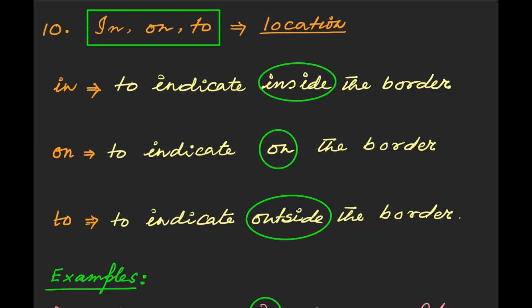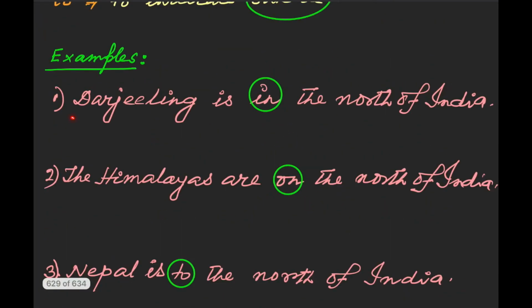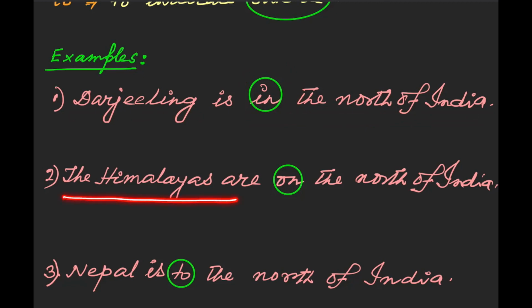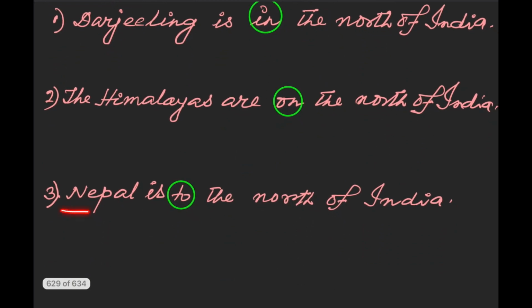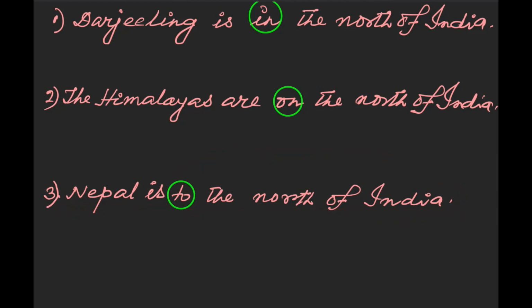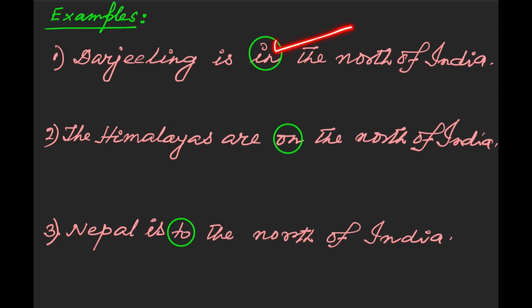Now see the examples, then your idea will be clear. Darjeeling is in the north of India. It is the north of India but inside India, inside the border. The second one, the Himalayas are on the north of India. They are also on the north but they are on the border of India. And number 3, Nepal is to the north of India. It is also in the north but to the north, outside the country, outside India. So when it is inside the country, use in. When it is on the border of the country, use on. When it is outside the border, use to.